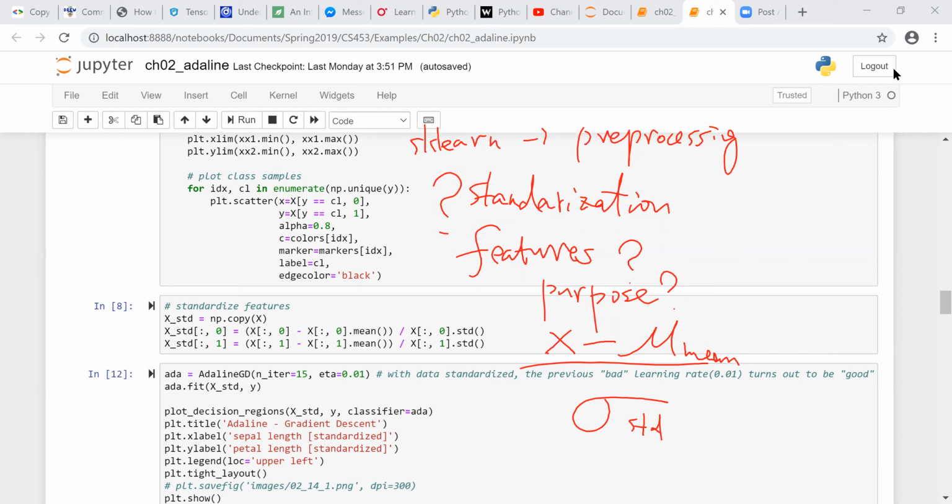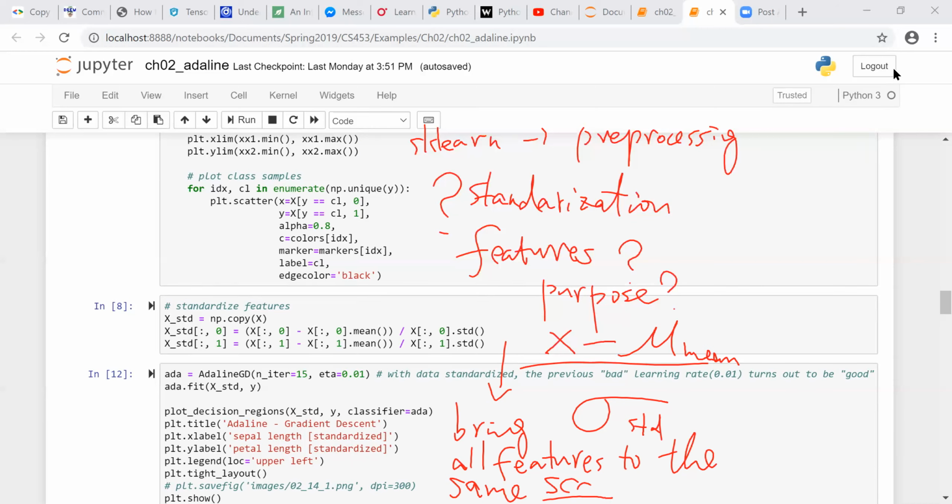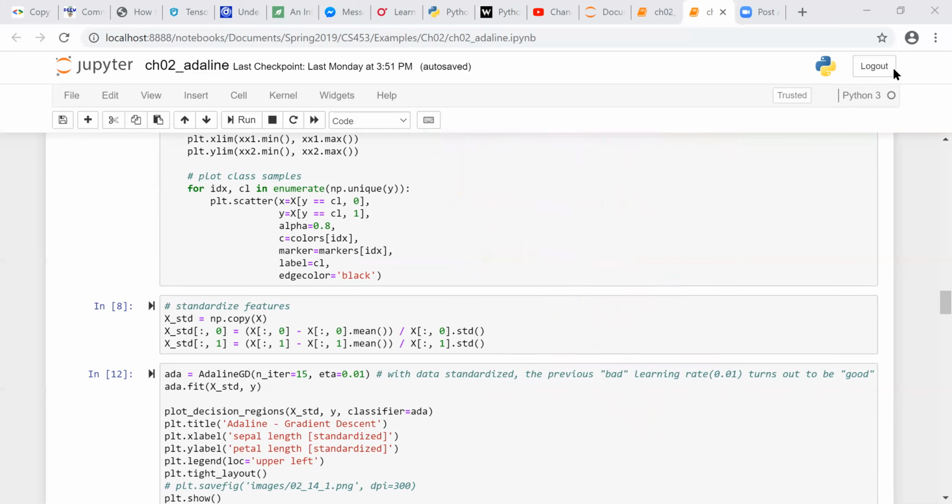This will bring all features to the same what? The same scale. So that it won't cause a huge problem, okay? That's the feature standardization. So here, we still use the original data, but we are going to do standardization. And after we do standardization, we still use the Adaline.